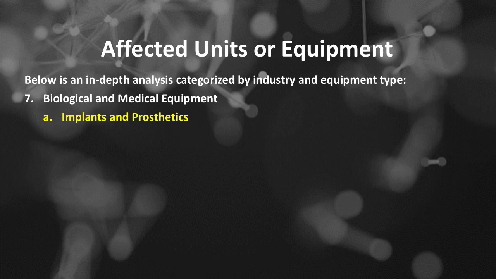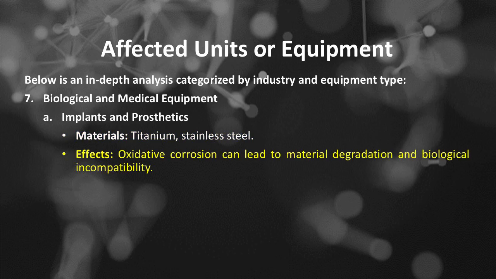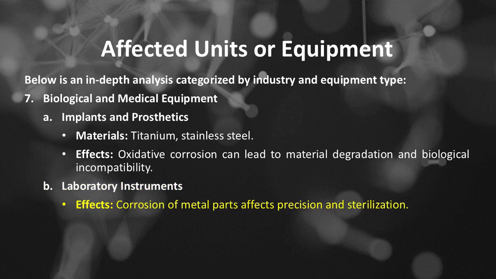Number A of biological and medical equipment is implants and prosthetics. Materials: titanium, stainless steel. Effects: oxidative corrosion can lead to material degradation and biological incompatibility. Number B is laboratory instruments. Effects: corrosion of metal parts affects precision and sterilization.